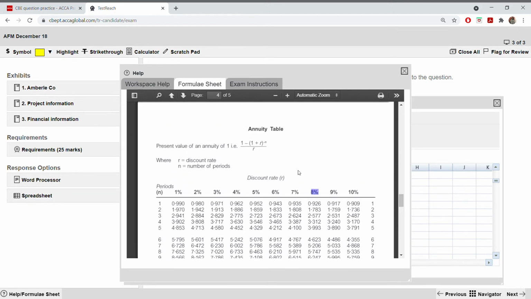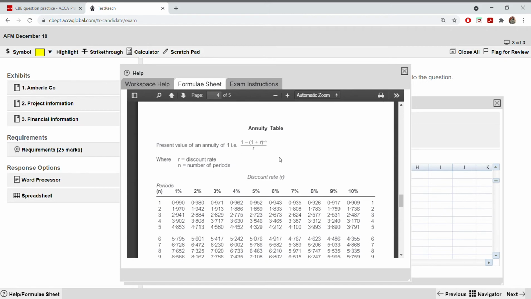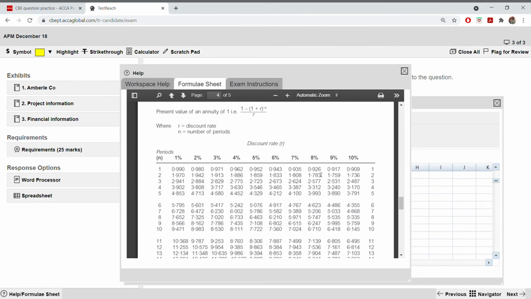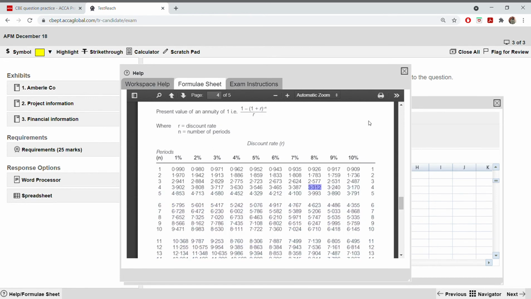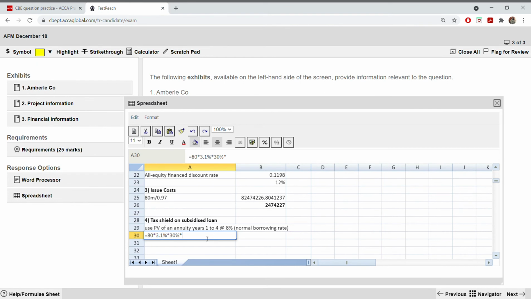But in case you cannot use it from the table like this, the formula is here. This formula you can use. This formula is for decimal places like 3.1%, if you want. Then you can use this to find the present value. But let's say we are using 8% and for 4 years. So for 4 years, it is this one. This is the answer: 3.312. Maybe that's the reason why the marking scheme used 8%. It's easy.